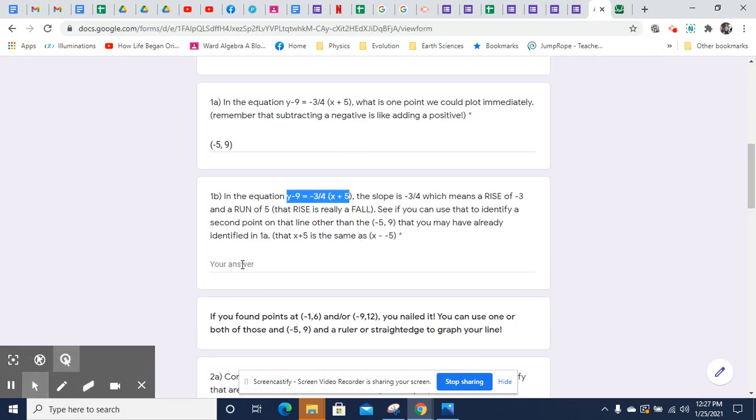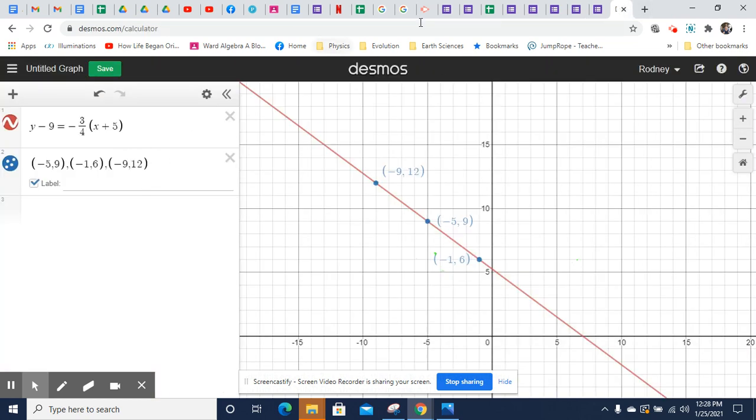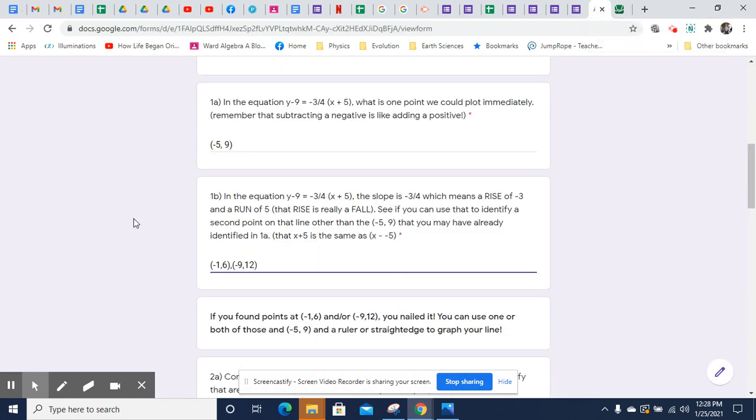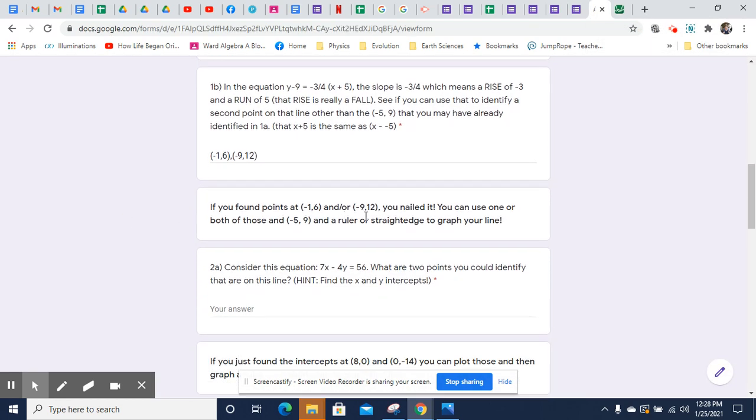So now let's take a look here. Let me go ahead and put those points in here. We have negative 1, comma 6. And we also have negative 9, comma 12. Those were the other points, if I'm remembering correctly. Yes, they were. So there you have it. So if you found negative 1, 6 and negative 9, 12, you nailed it. Notice I put an answer key right there in the do now.